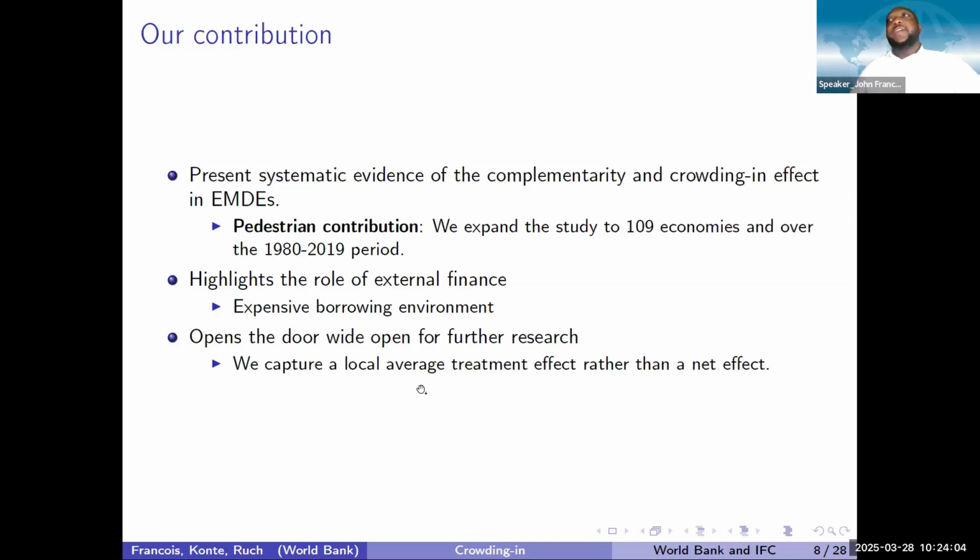And the other bit, which is very important, is that the work opens the door wide open for future research. And the reason is very simple. The instrumental variable that we use, which I'll talk about in a second, focuses largely on external finance with grant elements and all that. We therefore preclude from the analysis the episodes or periods where government investment is financed by domestic resources or things like taxation, domestic taxation, right?